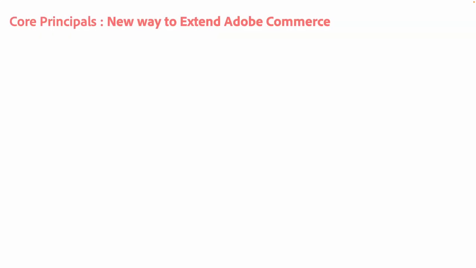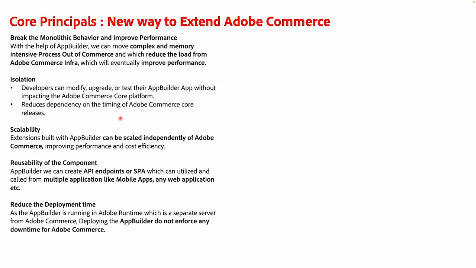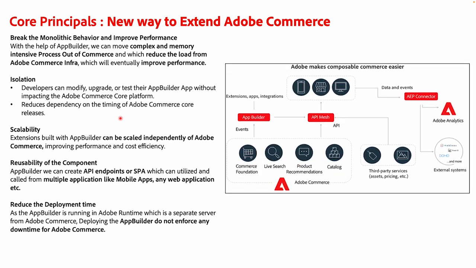So let us understand the new way to extend Adobe Commerce and what are the benefits of that. First thing, we are breaking the monolithic behavior and improving the performance. How we are doing that? We are moving complex processes which take more memory and more processing power, those things we are moving outside the Adobe Commerce infrastructure, which will eventually improve the performance.